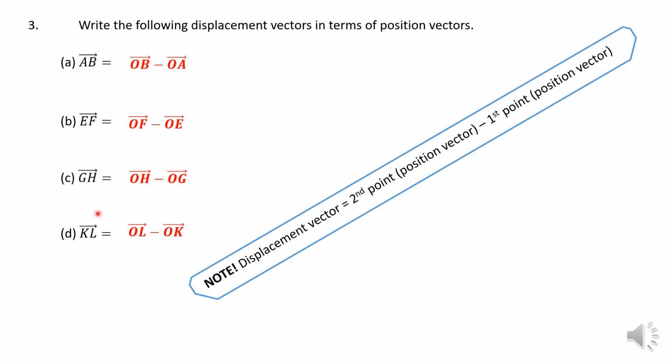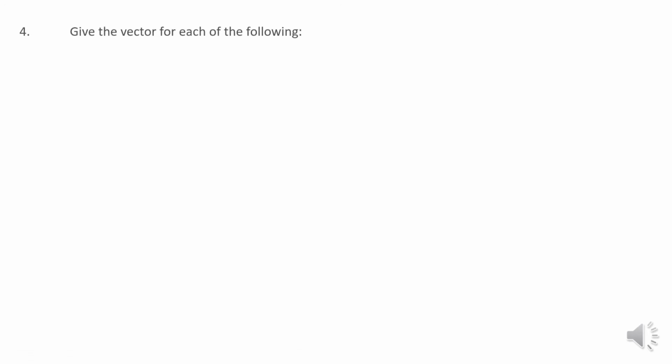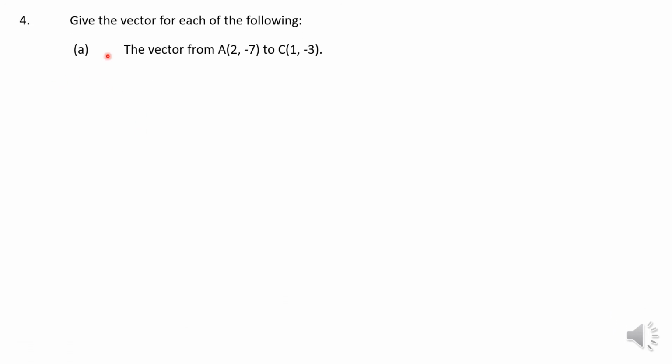Now, this is going to help us quite a lot with the next problem that I have brought up for question 4. They are saying, give the vector for each of the following. These are coordinates, and it is very important that you understand this. If you have your Cartesian coordinate system, that's your x-axis here and that's the y-axis here. When you are looking for the point 2, negative 7, the point 2, suppose it is here, and the point negative 7, suppose it's here.